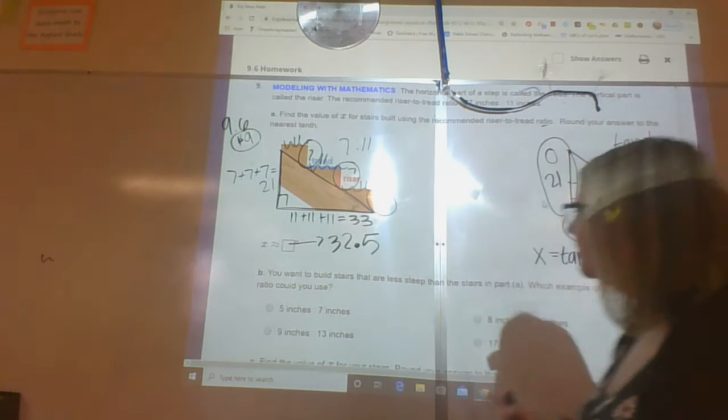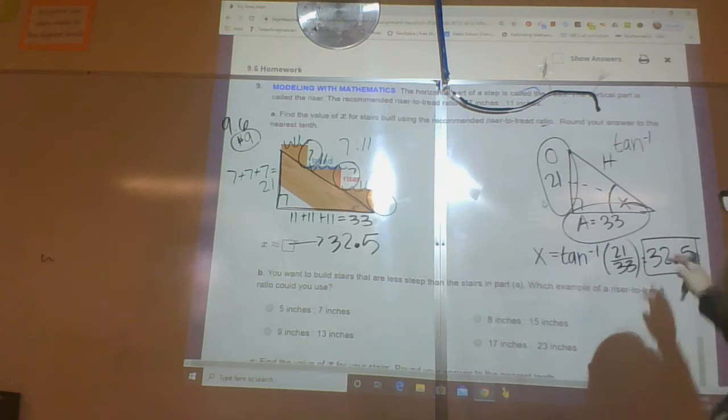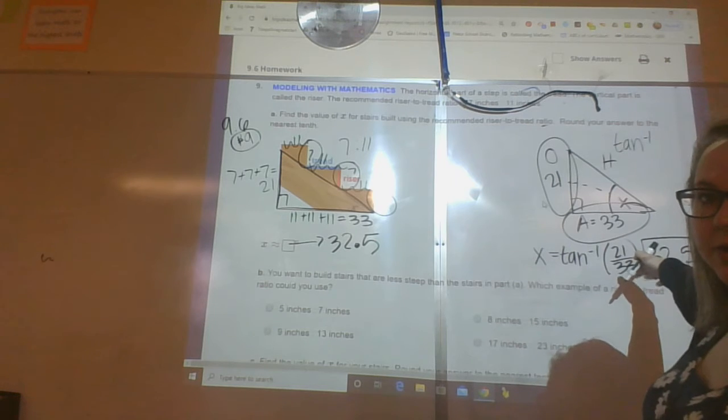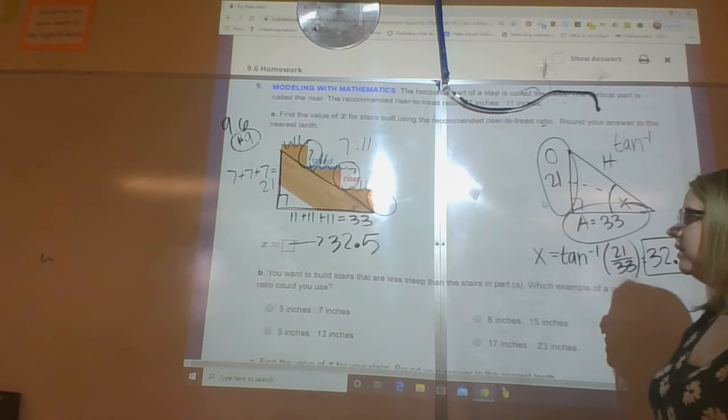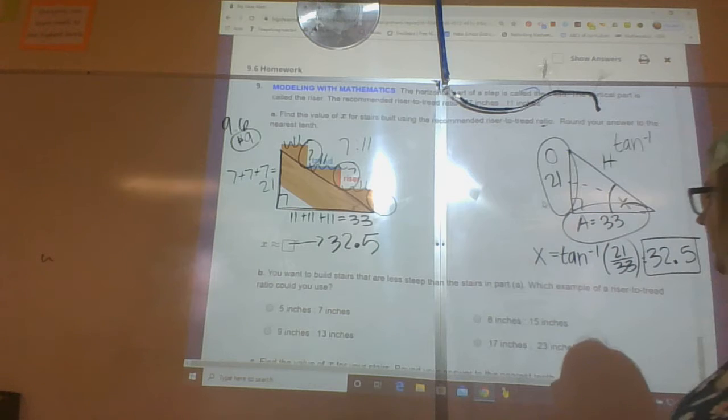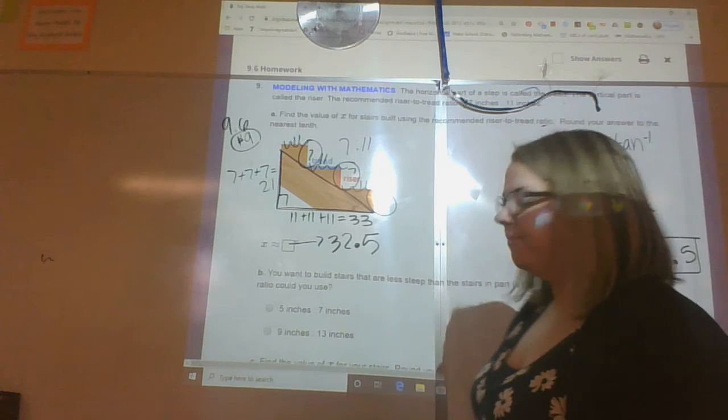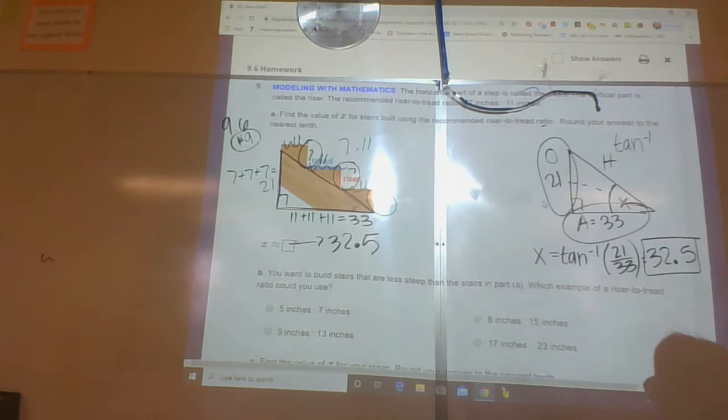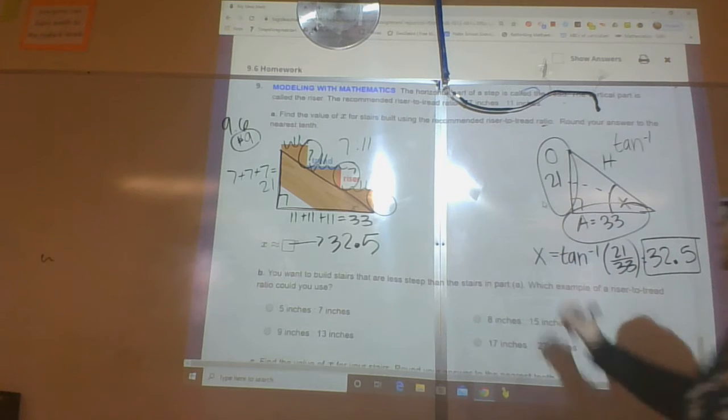It says now you want to build the stairs that are less steep. So we want an angle that is less than this one. So we need to decide which ones are less than that one. Well, we're going to try this 8 by 15. So here's my triangle here.